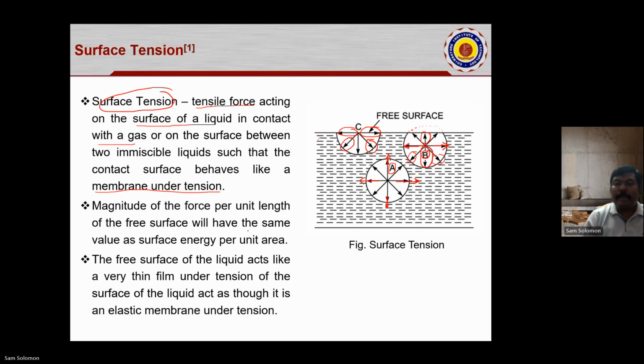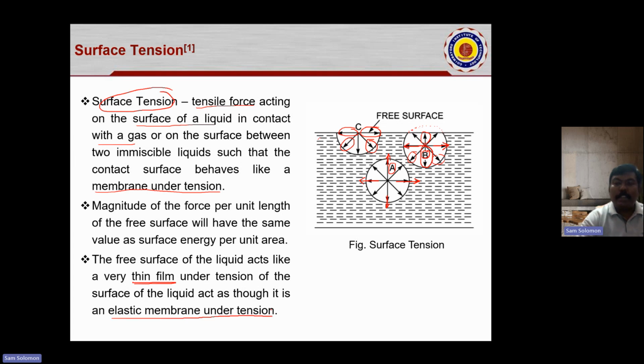Look at this particular term, a very thin film, because it is going to be a very small layer, and it is on that particular layer that the surface tension acts. So the surface of the liquid acts as though it is an elastic membrane under tension.